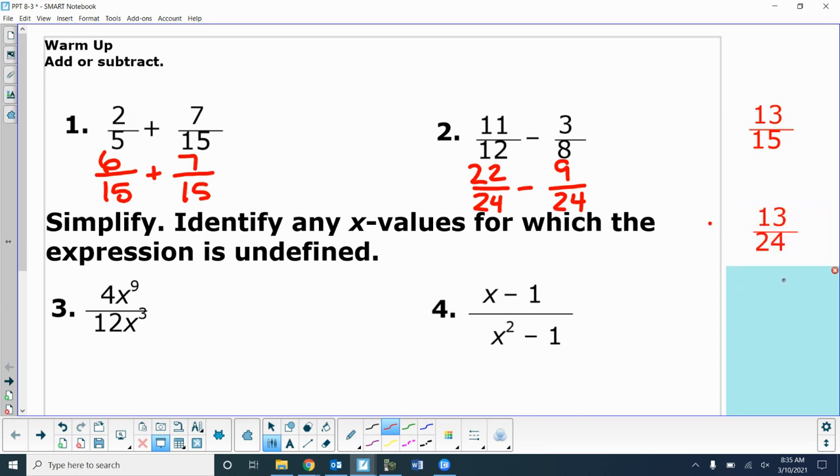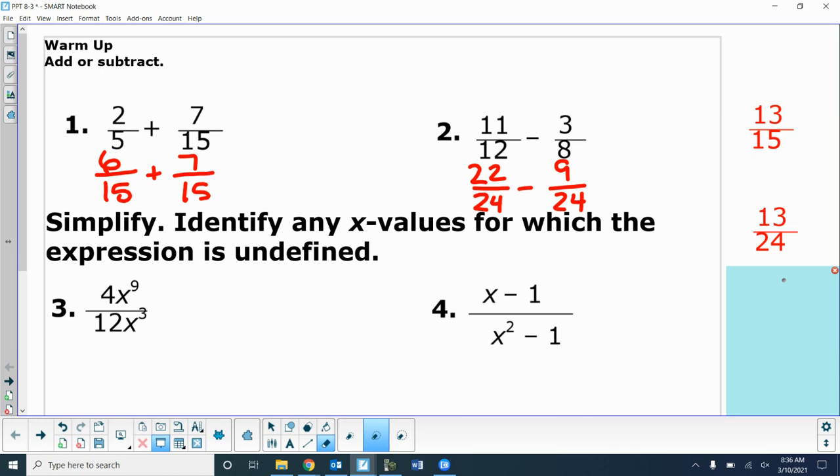All right, you guys know how to do that, right? Okay, we're going to do that with these rational expressions that we have. Exact same thing. We're going to figure out what the common denominator is, rewrite the two fractions with the common denominator, and then we will add or subtract them. Same procedure. Okay?